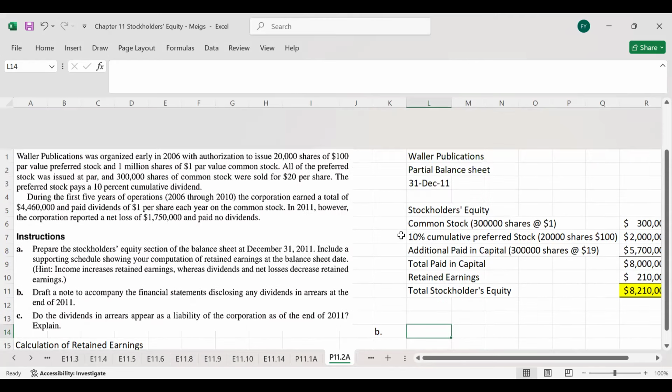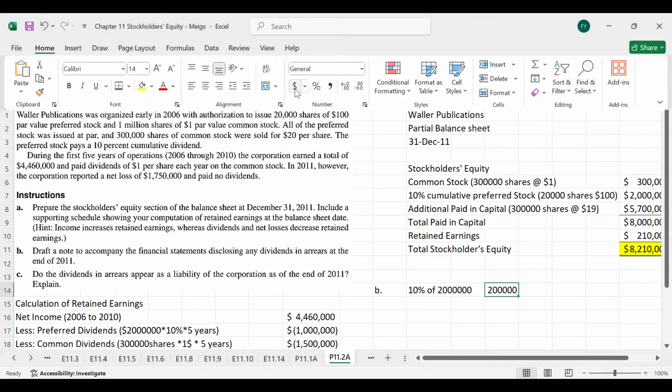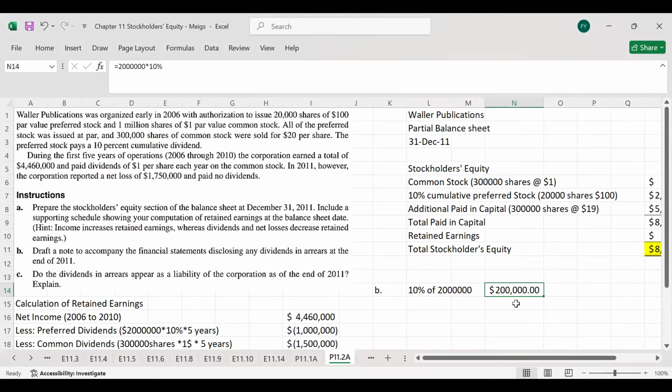Here 10% means you can take 10% of 2 million. So this is the amount of dividend. How are you going to calculate it? 2 million into 10%. So 200,000 is the total amount of dividends. So this amount should be reported in the notes to the financial statement as a disclosure requirement.